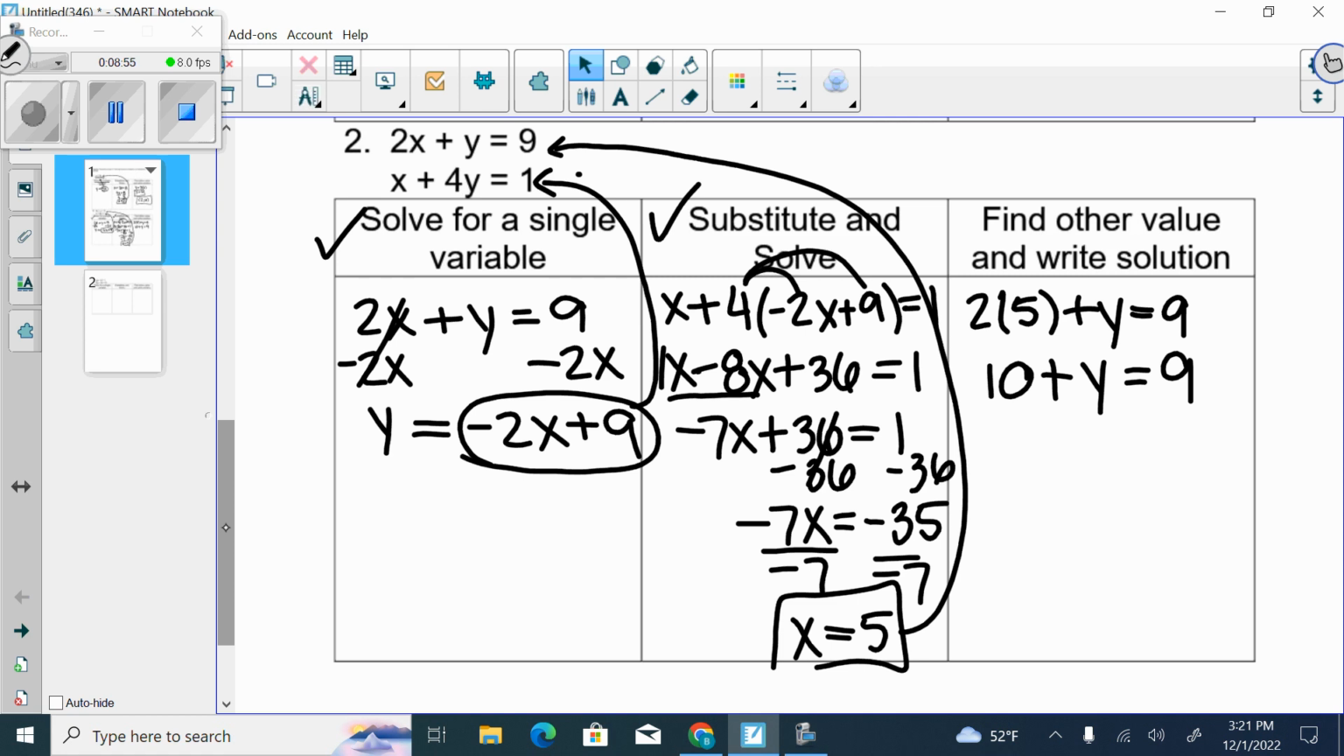And what should we do? Very good. So now we have 9 minus 10, which gives us, very good. All right. So I found y. I already had found x. So now all I have to do is write it as a coordinate point. So which one comes first, x or y? X. So I'm going to have 5, comma, negative 1.